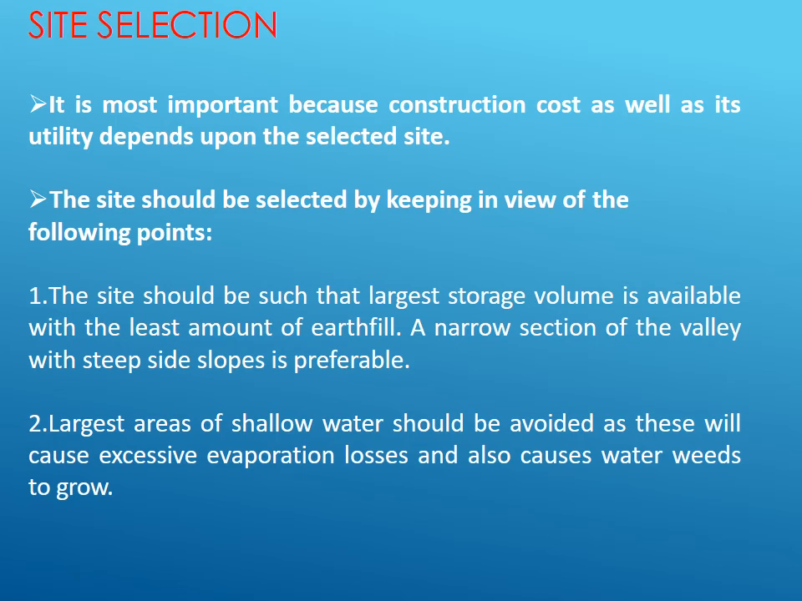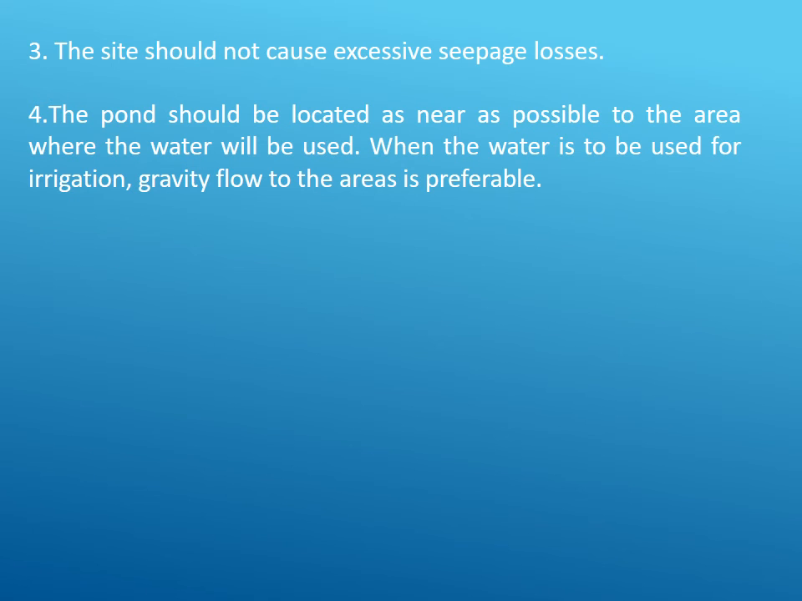Second important point is that a large area of shallow water should be avoided, as this will cause excessive evaporation losses and also cause water weeds to grow. The next important point is that the site should not cause excessive seepage losses. The next important consideration is that the pond should be located as near as possible to the area where the water will be used.